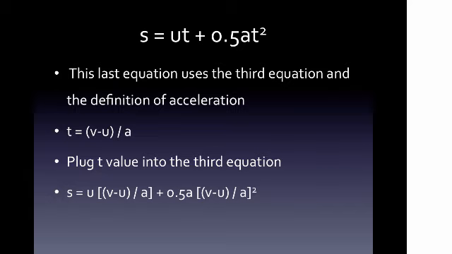The last equation is a little complex, and it uses the third equation and the definition of acceleration. As you can see, we can use the definition of acceleration to get the value of t. t is equal to (v minus u) over a. This t value can be plugged into the third equation, and everywhere there's a t, all you have to do is plug in this expression. As you can see, there's a little algebra right here, and it's continued on the next slide.